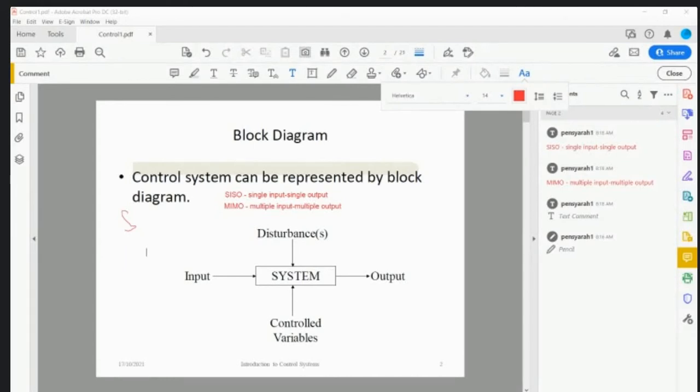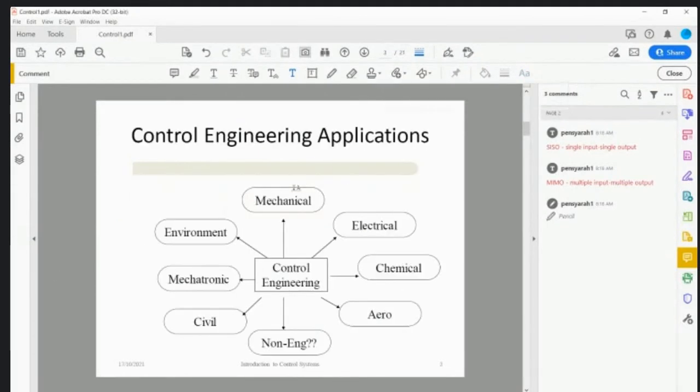Normally if your system is an open loop controller, later I will introduce open loop and closed loop. If your system is an open loop controller, then the disturbance will affect the performance of the system. But if your system is a closed loop controller, normally your controller will be able to compensate and eliminate the effect of the disturbance. Okay, next.